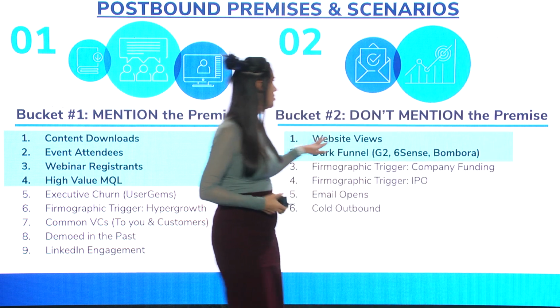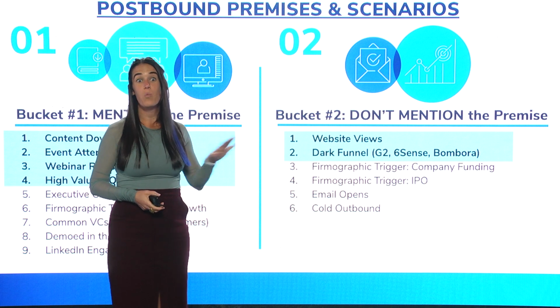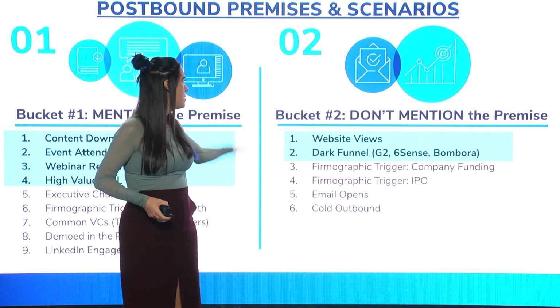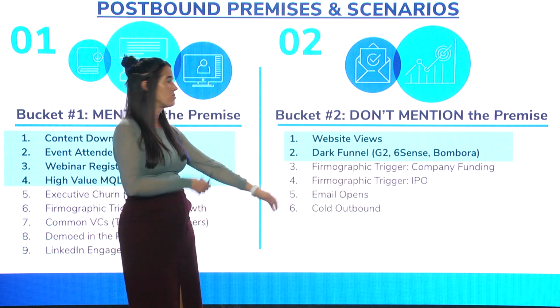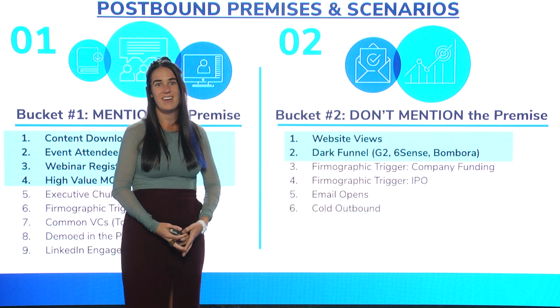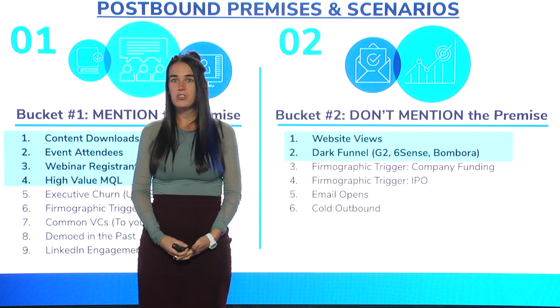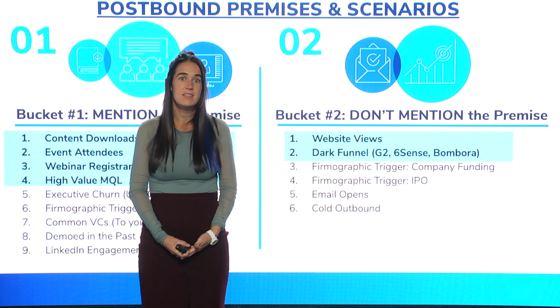And bucket number 2, I would still sequence these people. They're very, very valuable, but I wouldn't mention the premise of why I'm reaching out. So a couple of great examples are people who have viewed your website, or firmographic triggers like they just raised company funding. There's nothing worse than getting an email from someone who says, I noticed that you just raised a lot of money. Do you want to talk to buy my stuff? Because I sell stuff for money.